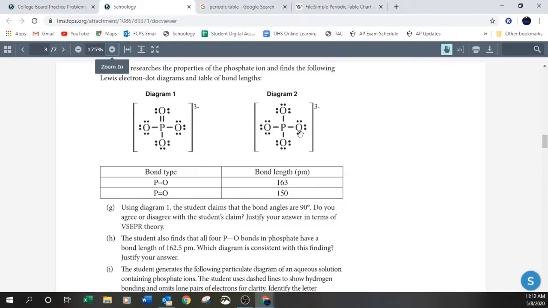Now how you would justify that, I'm not fond of this question, because the justification is simply it has all single bonds, so they're all about 162, 163. I think personally, if I had written this problem, I would not have put this table in, because I would have made you know that a double bond is shorter than a single bond, and therefore this one can't have equal bond lengths.